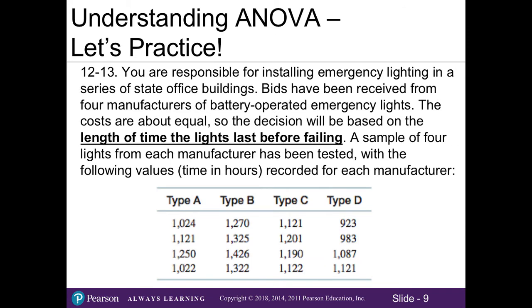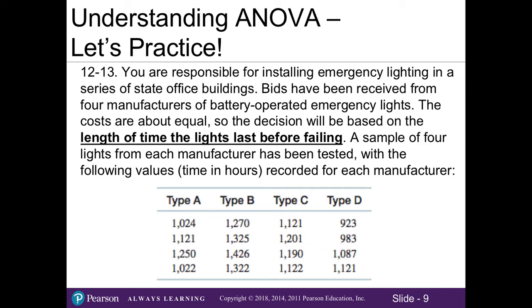So let's apply our understanding of these concepts to one of the homework problems you'll do. This is number 13 in the textbook. You are responsible for installing emergency lighting in a series of state office buildings. Bids have been received from 4 manufacturers of battery-operated emergency lights. So often in business, before an organization awards business to a company, they will bid it out to multiple companies to see who has the best product or the best deal.